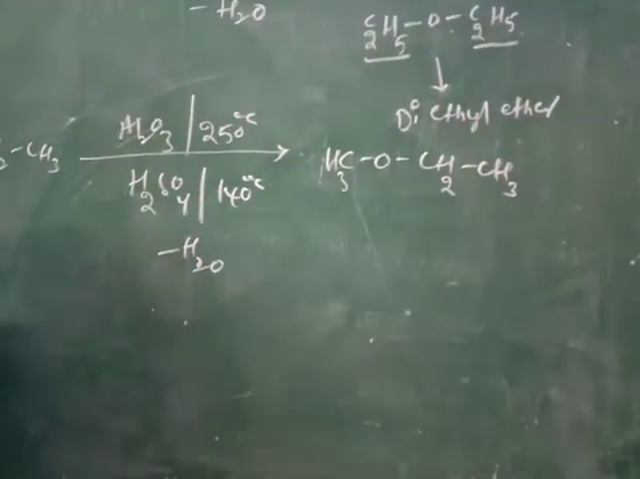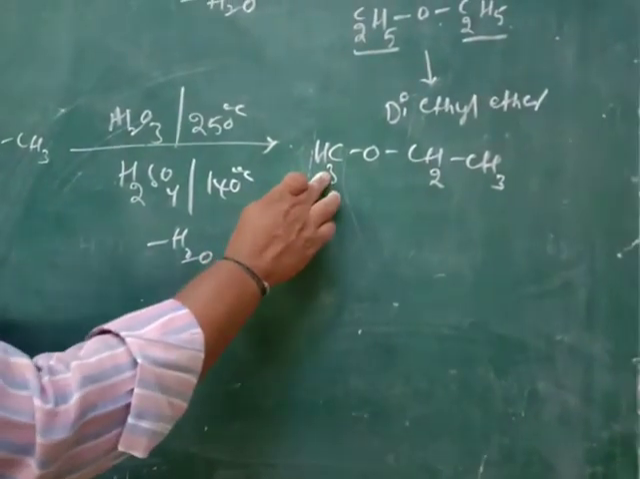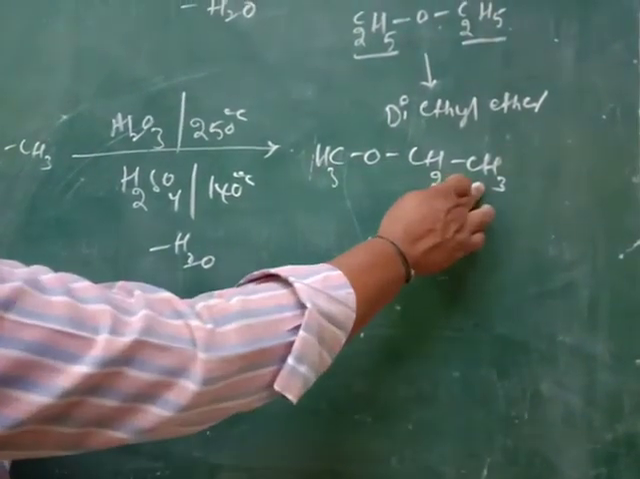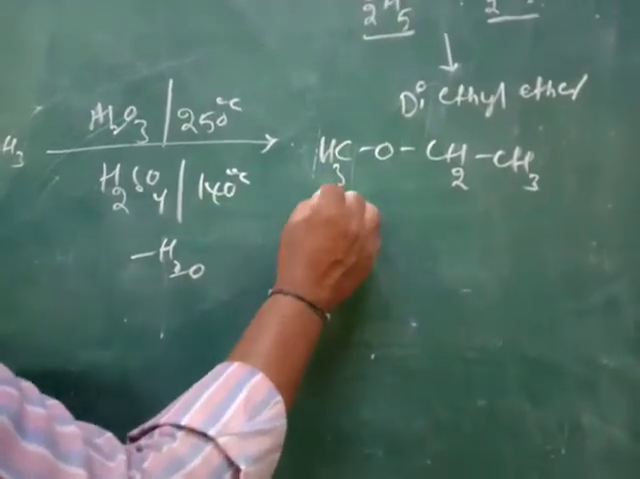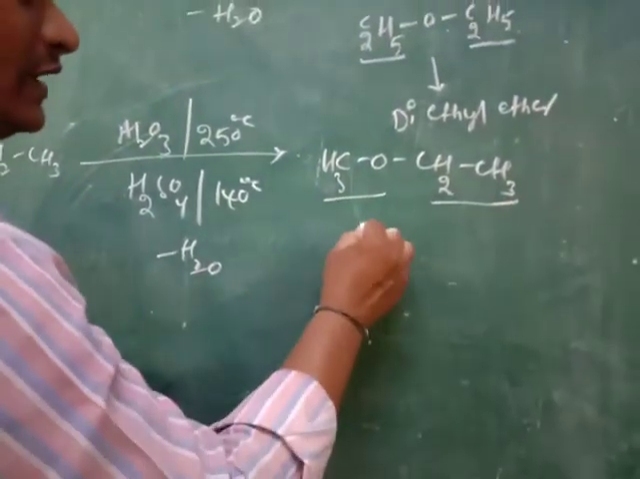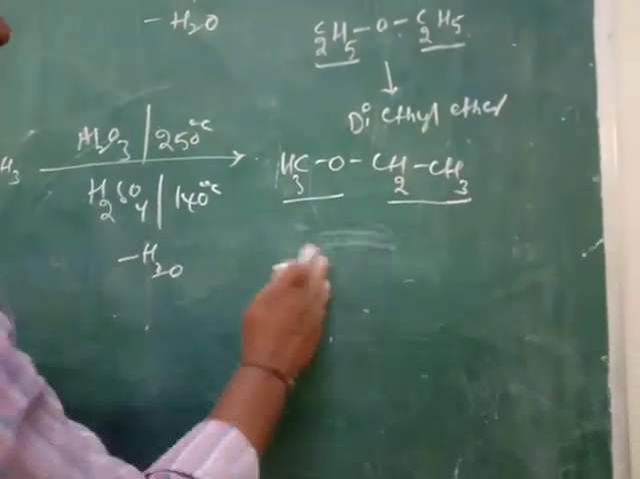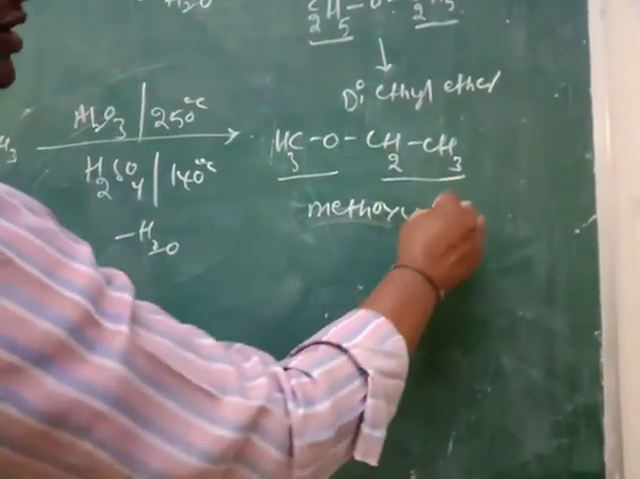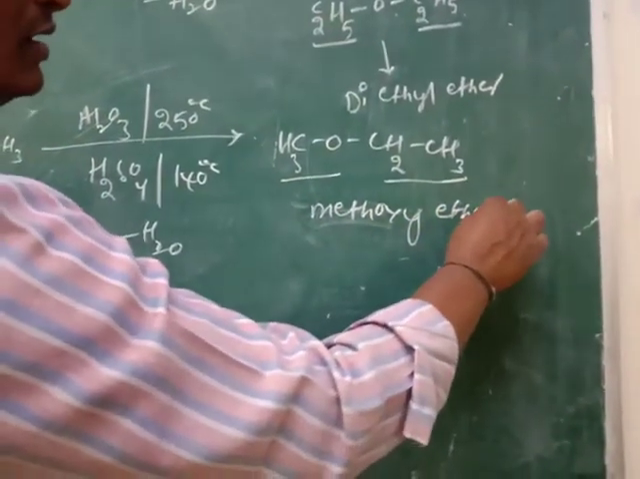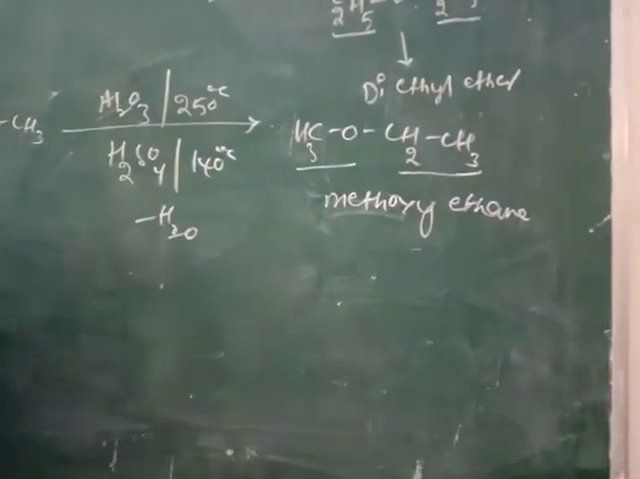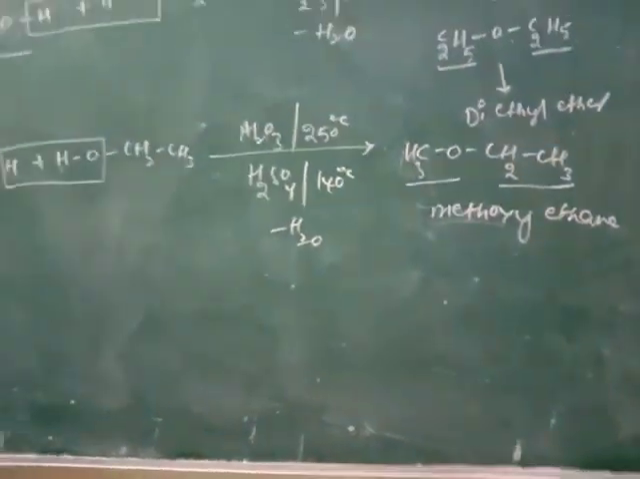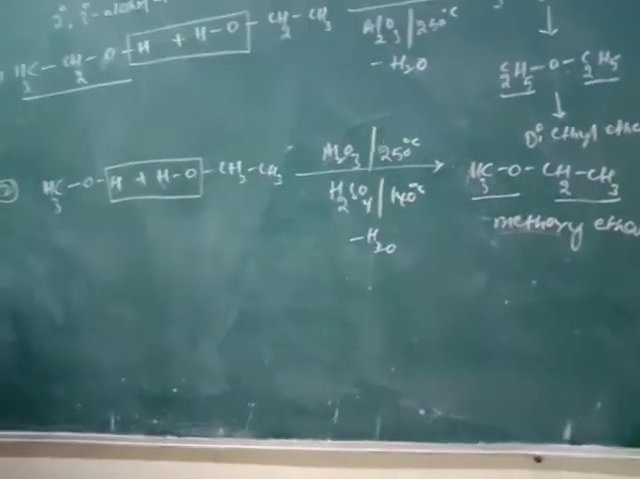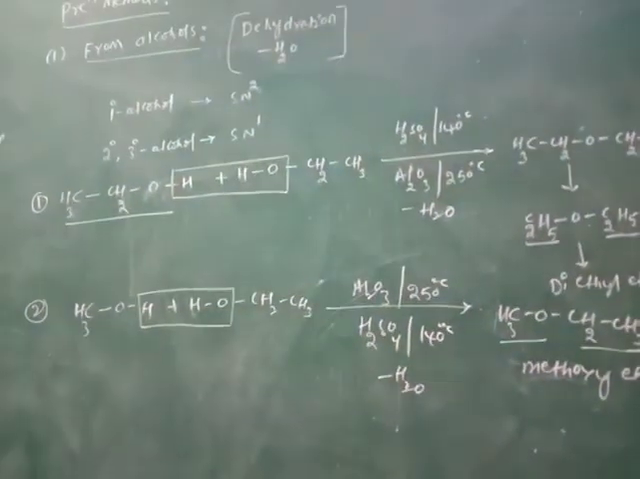In this compound, methyl is the smaller alkyl group and ethyl is the bulkier alkyl group. So it is methoxy, ethane. The name of the compound is methoxyethane, which is one of the ethers. This is simply the preparation of ethers from alcohols.